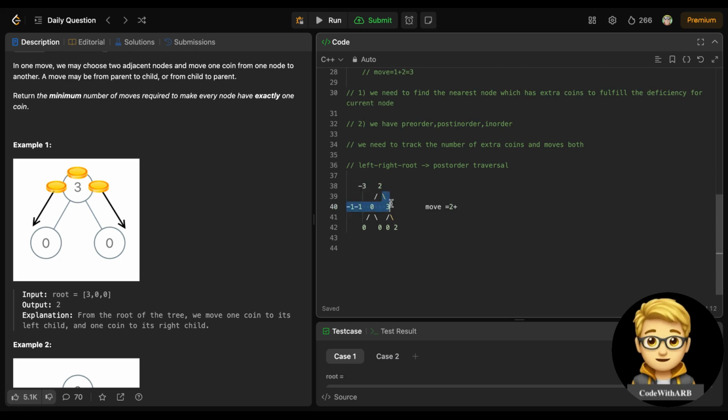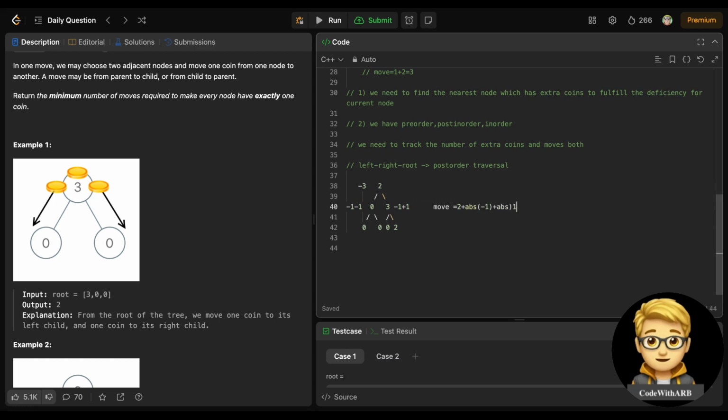Now it will go to the right, so 3 will go to the right, and now 3 will check its left part. It will tell that I need -1 coins, and when it goes to the right part, it will tell that I have sufficient coins, I can give 1 coin. So it will give 1 coin. So how many moves do they require now? They require -1 plus 1. It means the absolute value of -1 is 1 and plus 1 is 1, which is 2 again.